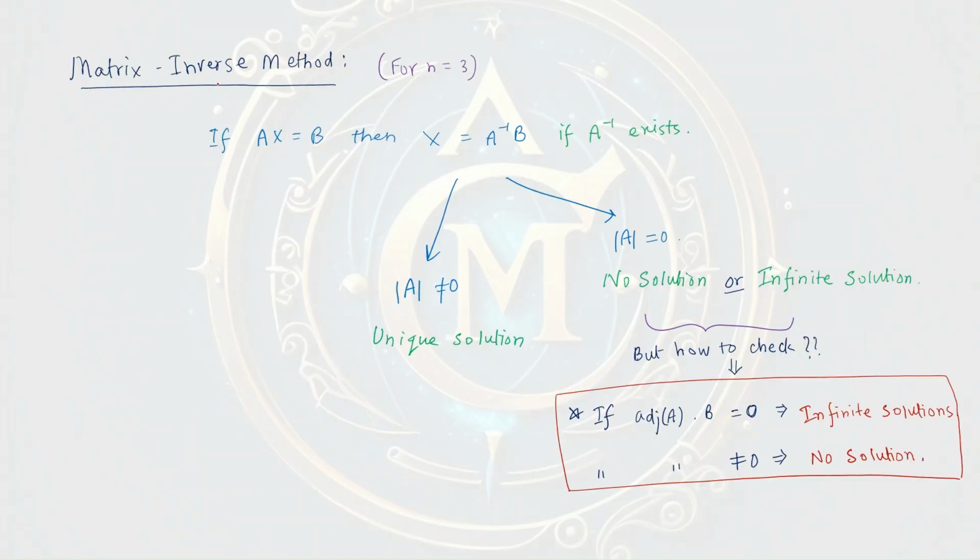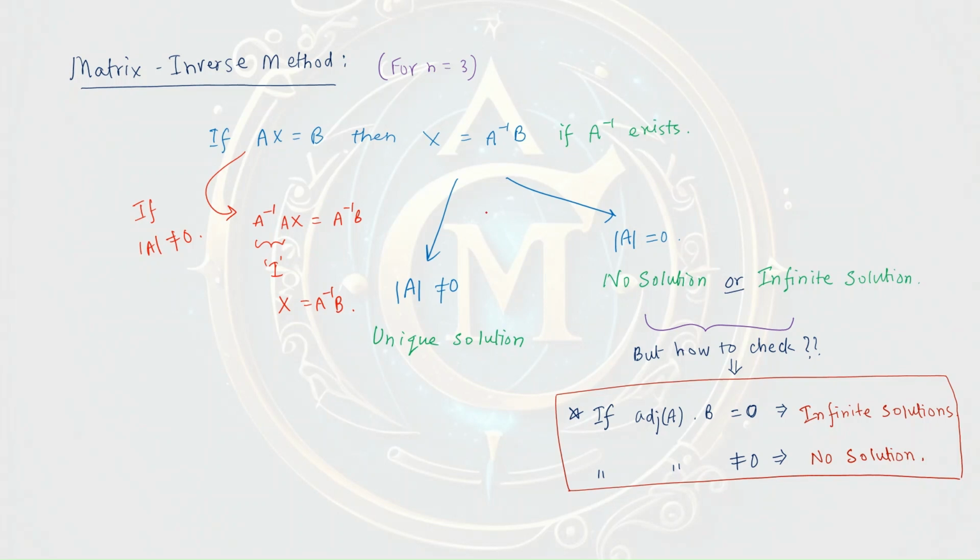Now coming to matrix inverse method. We discussed this for n equal to 3. If AX equal to B, then X is A inverse B. Basically, here we multiply both sides of this equation by A inverse, if A inverse exists, if determinant of A is non-zero. So we pre-multiply both sides by A inverse. That means A inverse AX is A inverse B. Now we know A inverse A is I. So I times X is X. So X is A inverse B.